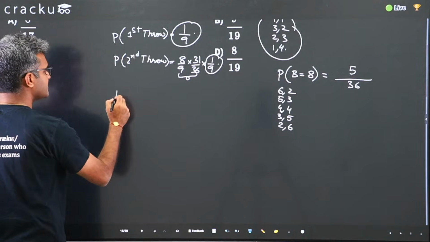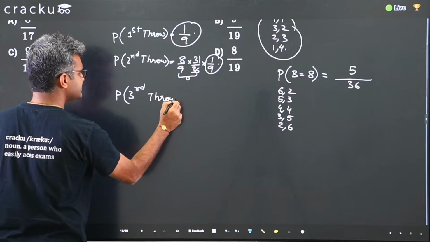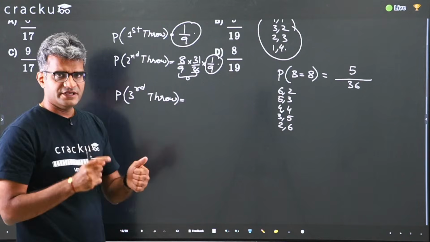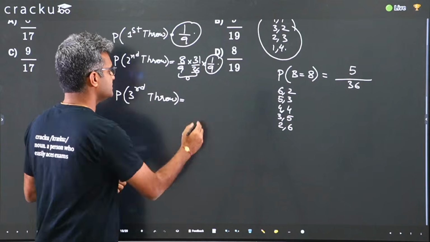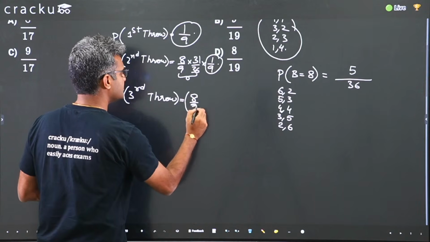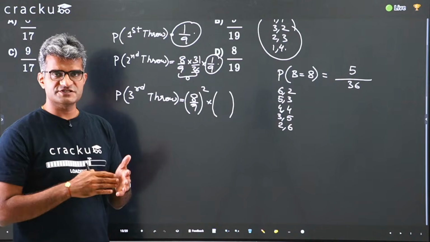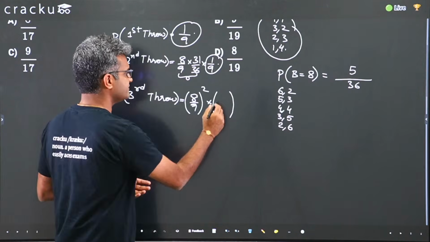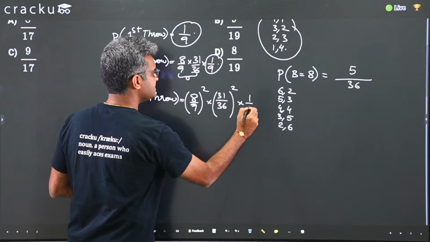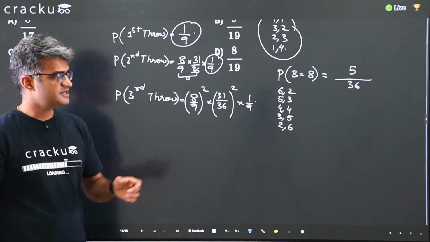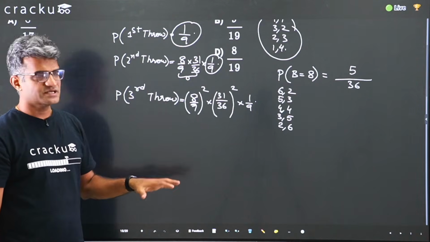The probability that the game finishes for A the third time he throws is very similar. For this to happen, A should not get 5 in the first and second throw of dice that he throws, and that will happen in (8 by 9) whole square. And B also should not get 8 in the first or second time that he throws, and that will be (31 by 36) whole square. And the third time that A is throwing, he has to get 5, and the probability for that to happen is 1 by 9.